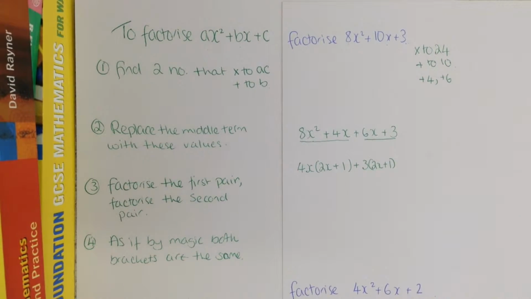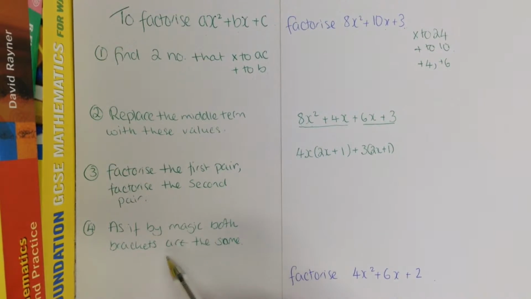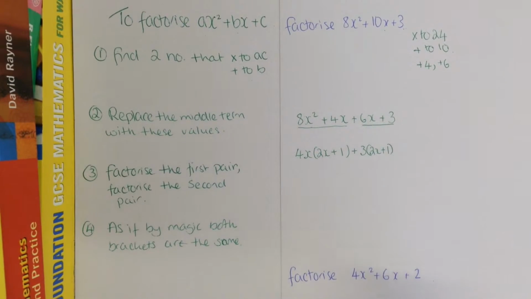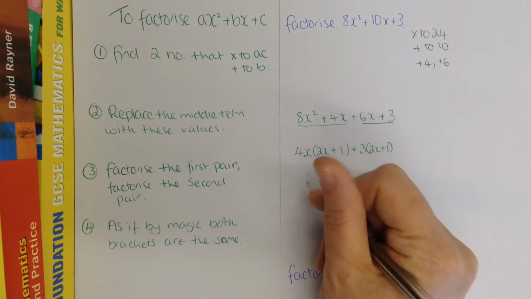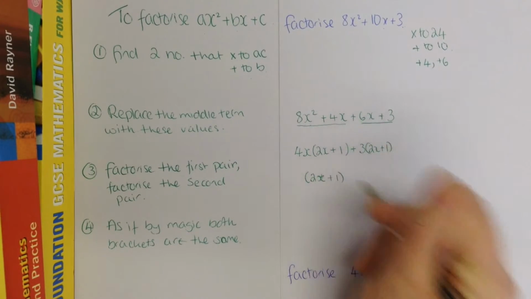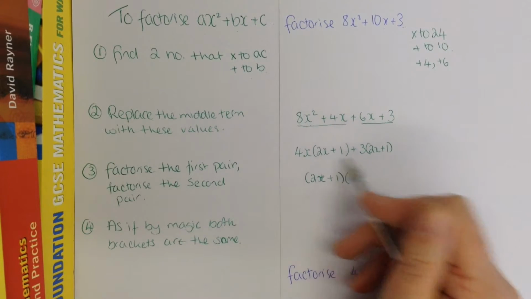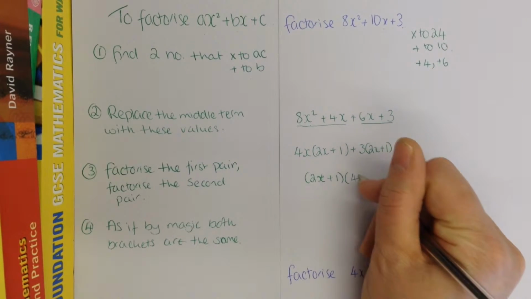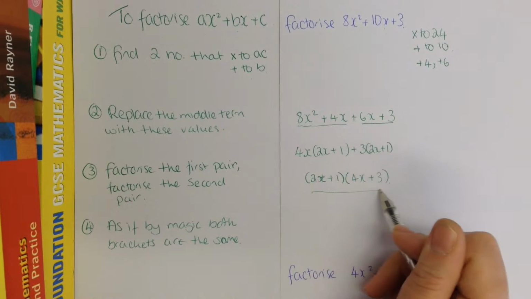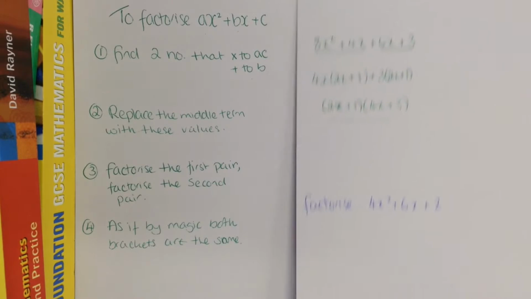Okay, now, next line says, as if by magic both brackets are the same, and you can see that's happened. Both of these brackets are the same. So now I can rewrite it as 2x plus 1 for the first bracket, and the second bracket is all the bits and bobs left over. So 4x plus 3, and that's done. And factorise that.